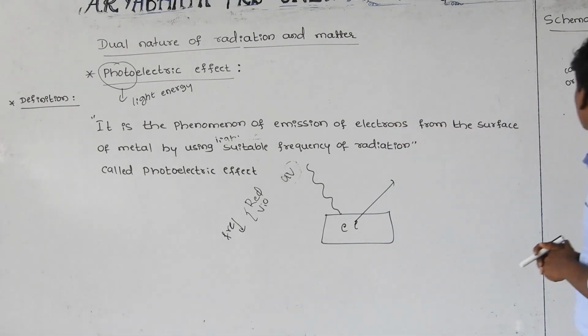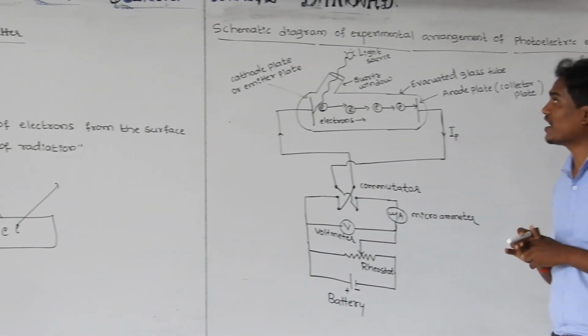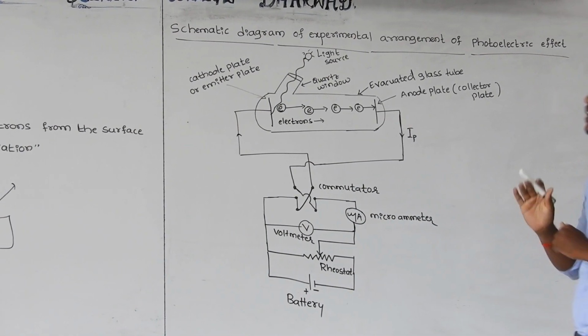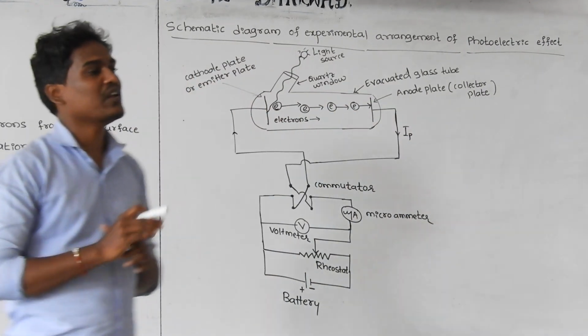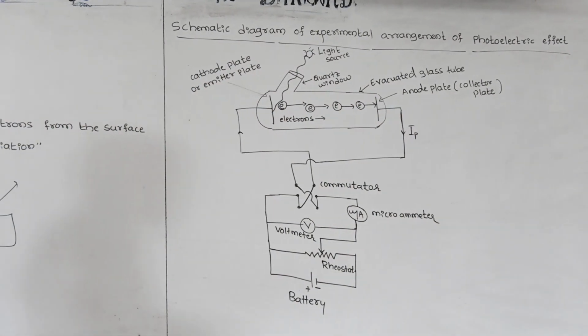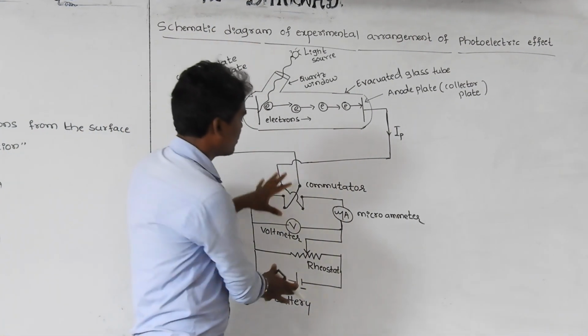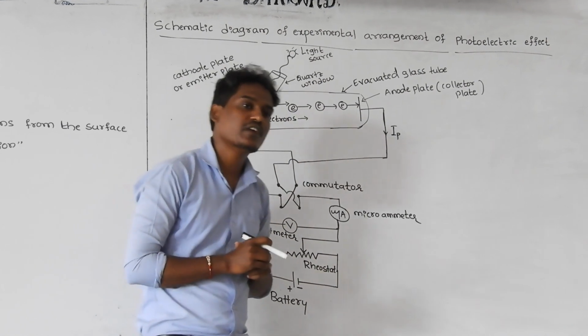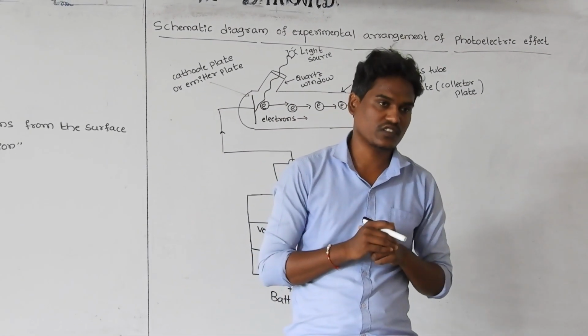And next, there is a schematic diagram of the experimental arrangement of the photoelectric effect. How to produce a photoelectric effect? There is an experimental procedure, that is the schematic diagram. This is the diagram showing the experimental arrangement of the photoelectric effect. How to produce this?